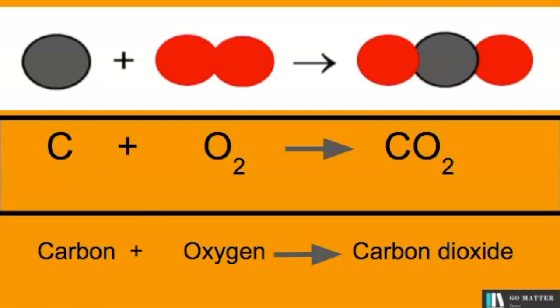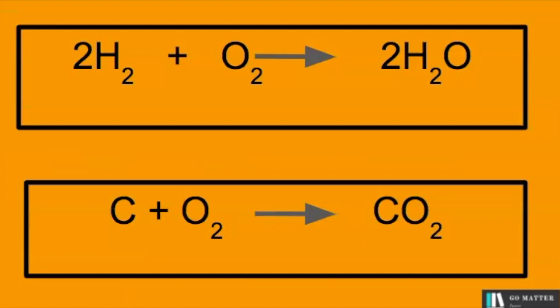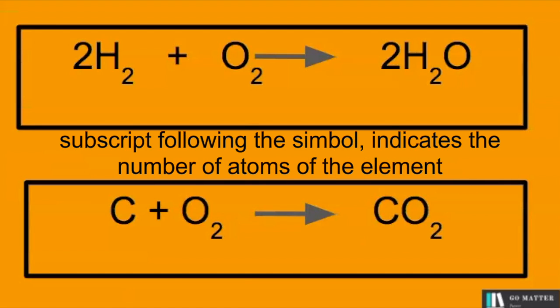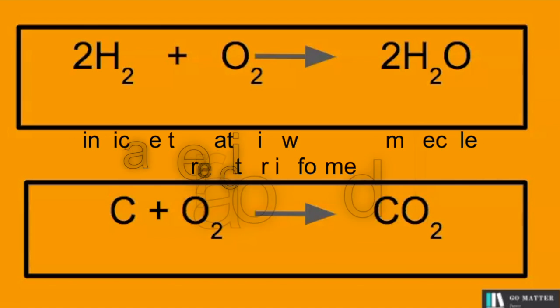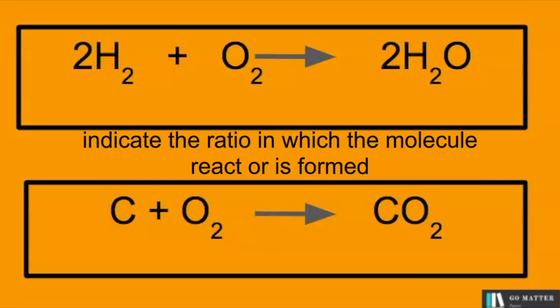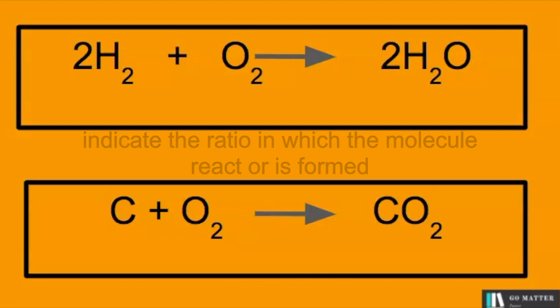A chemical reaction can be represented by models, the diagrams, or a chemical equation, where you use the symbols, or we can even represent it by words, where you use the words carbon plus oxygen to yield carbon dioxide. The subscript following a symbol indicates the number of atoms of the element, and the number in front of the molecule indicates the ratio in which the molecule reacts or is formed.